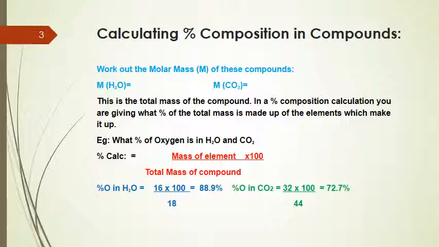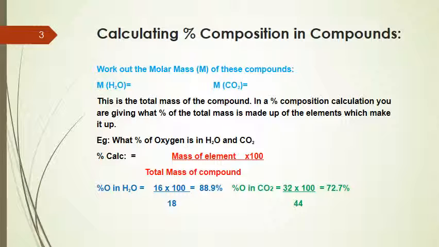The first one is calculating the percentage composition of a compound. The first thing is to work out the molar mass of these compounds, the molar mass of water and the molar mass of carbon dioxide. This is the total mass of the compound. In the case of water, it will be 18 grams per mole. In the case of carbon dioxide, it will be 12 plus 32, which is 44 grams per mole.